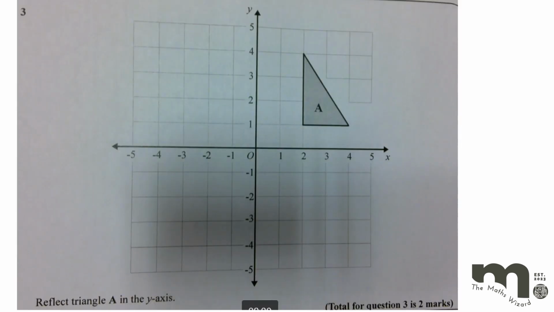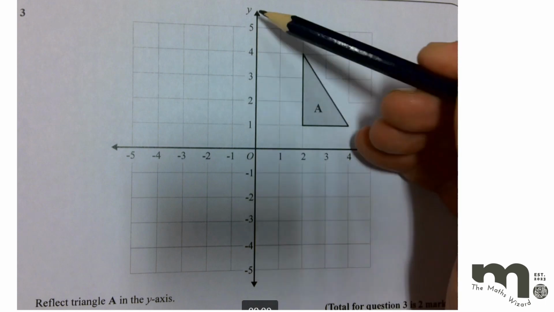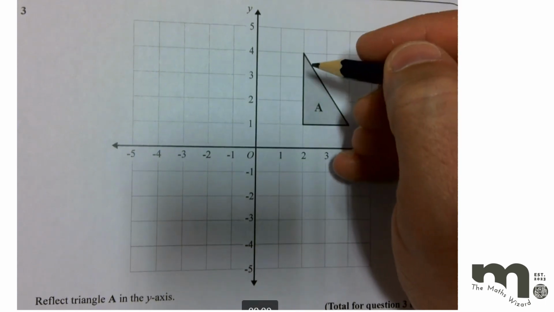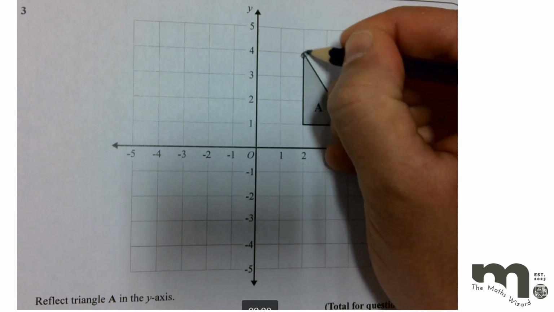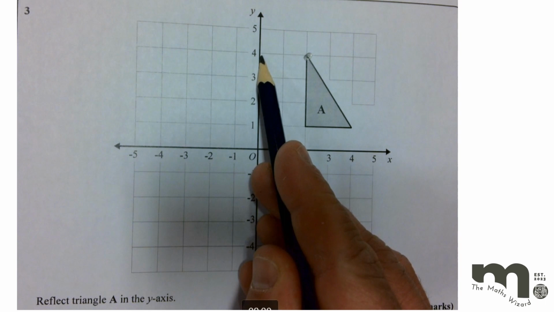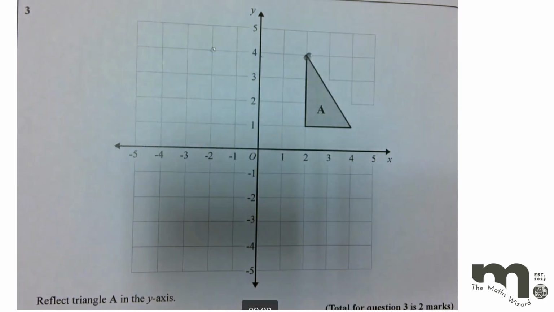In this example, you're being asked to reflect triangle A in the y-axis. Our y-axis is this line here. It's always easiest, I think, to do 1 point at a time, so 1 corner at a time. If we start with this one, that's 2 squares away from your y-axis, so it's going to be 2 squares away on the other side.